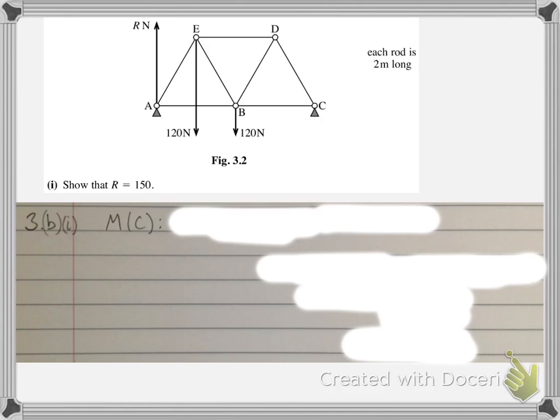Now this shape is in equilibrium, so all of the moments which would cause the shape to try to turn in a clockwise motion about C will be balanced by the moments that would try to turn the shape in an anti-clockwise motion about C. So we've got the force of R newtons, which if we were to push that, then it would rotate about C clockwise. The other two forces would cause it to go anti-clockwise.